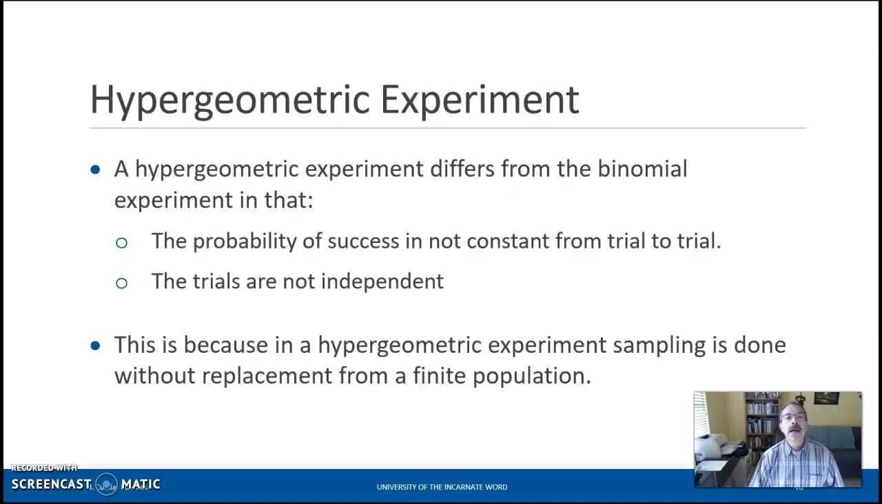All right, a hypergeometric experiment is different from a binomial experiment in two crucial facts. Number one, the probability of success is not constant from trial to trial. And number two, the trials are not independent. This happens because in a hypergeometric experiment, we're sampling without replacement from a finite population. Let's see how this works with an example.